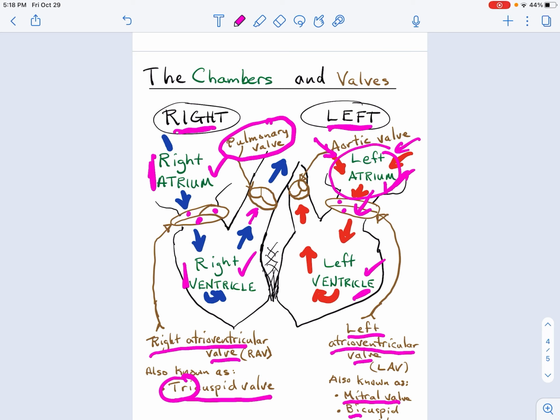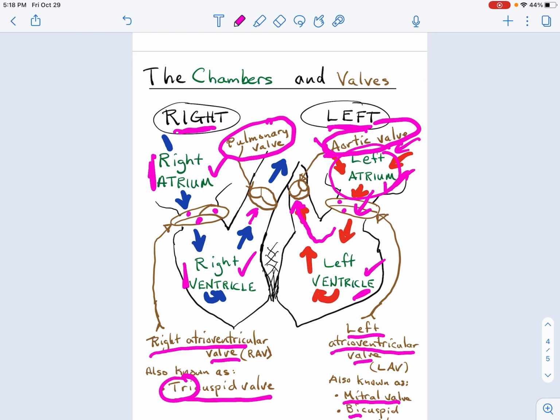Then the oxygenated blood is forced out of the left ventricle through the aortic valve and into the aorta to then move out to the body. So we have 4 chambers: the right atrium, the right ventricle, the left atrium, the left ventricle.